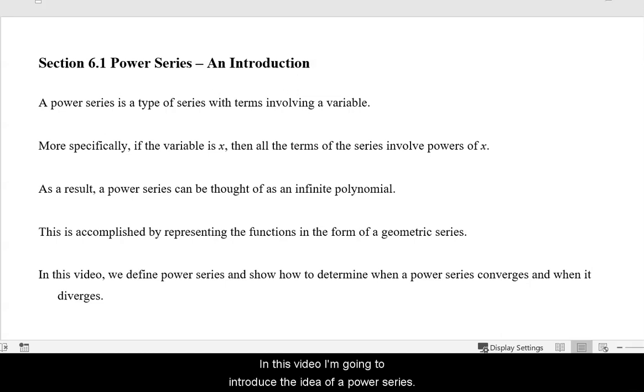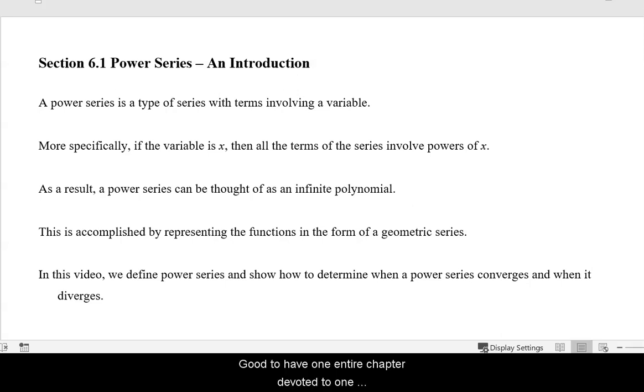In this video, I'm going to introduce the idea of a power series. There's an entire chapter in your textbook devoted to power series. We've been discussing series, whether they were geometric series, P-series, telescoping series, alternating series. We've looked at different kinds of series.